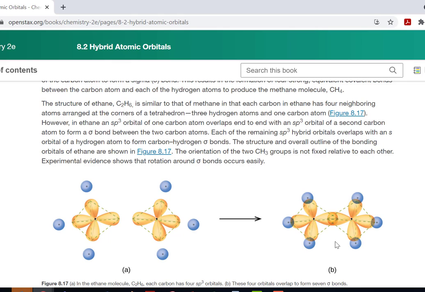So each of these bonds is a sigma bond. So we have 1, 2, 3, 4, 5, 6, 7. We have 7 sigma bonds in this molecule, and they are between either sp3 and s, or in one case between 2 different sp3 orbitals.